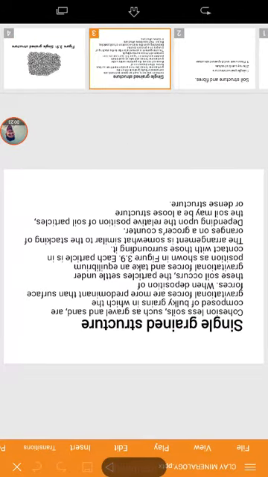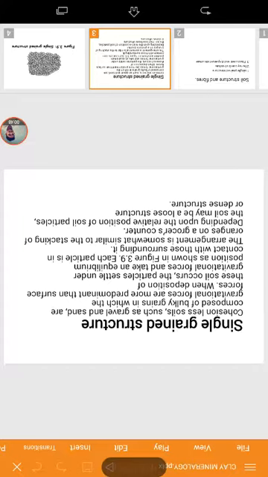Single-grained structure. Cohesionless soils, such as gravel and sand, are composed of bulky grains in which the gravitational forces are more predominant than surface forces. When deposition of the soil occurs, the particles settle under gravitational forces and take an equilibrium position as shown in figure 3.9. Each particle is in contact with those surrounding it.